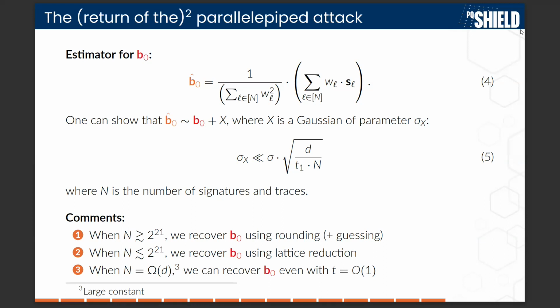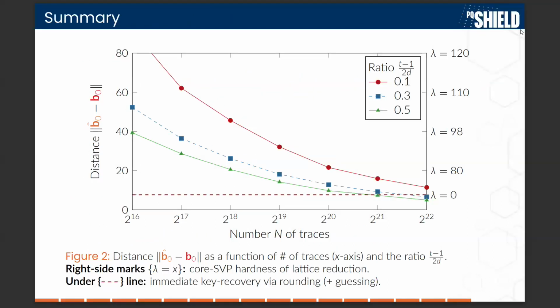And even if you have a number of traces which is linear in the number of shares, you can still recover B0 even with a constant number of probes. So this is an asymptotic result, but it happens to be true. Here's a summary of the specific values that one can get.